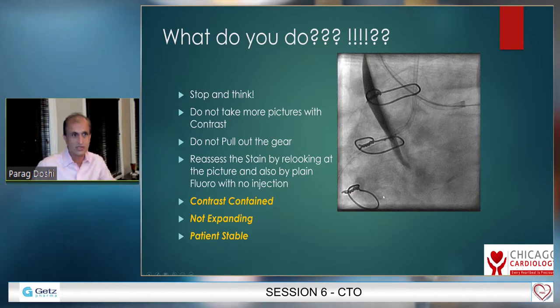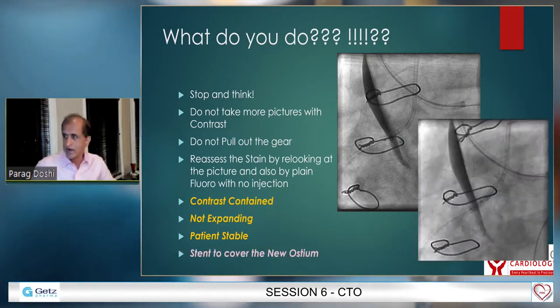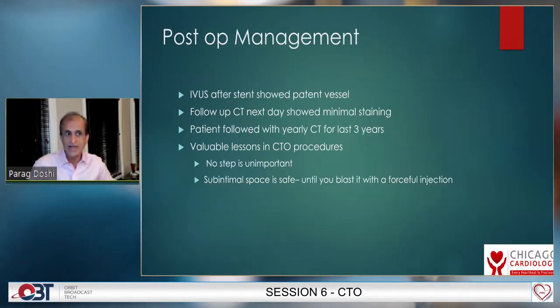Definitely no more pictures. So I decided that I'm going to put an additional stent, but this time the stent would be totally out into the aorta because I've created a new ostium with an aortic dissection. So I wanted to take it up. I did not use any contrast for that stent. After the stent deployment, I only used intravascular ultrasound to make sure the right coronary was open. The follow-up CT next day showed minimal staining. In fact, it was better.